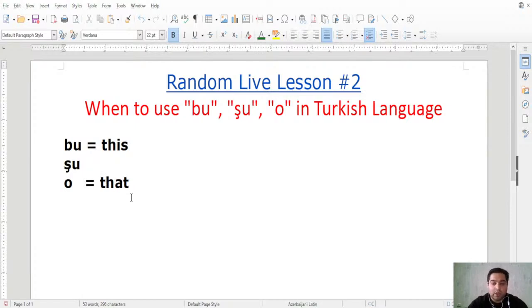What about şu? All of these 3 are used depending on what? Depending on the distance. And şu here is something between this and that. In Turkish, bu, şu, o are usually used depending on the distance between you and what you want to point to. So bu is this, it's very clear. For example, this is what I want. This is beautiful. So bu is very clear. O is also clear. O is that. But when it comes to şu, it is something in between in terms of distance.